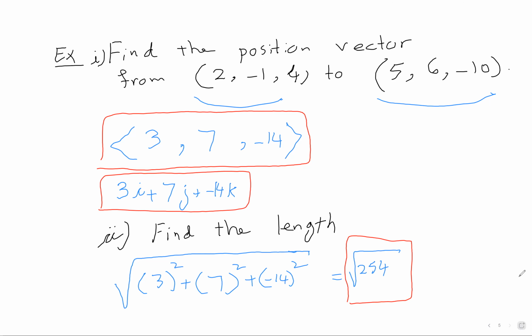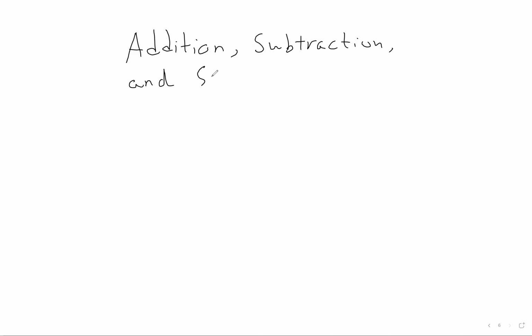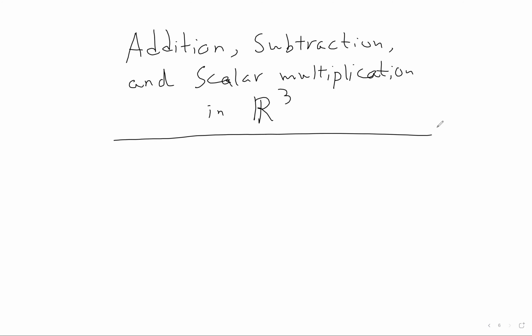Okay, and similar to the vectors in R2, we can add up or subtract 2 vectors, and also we have scalar multiplication. So addition, subtraction, and scalar multiplication. We are talking about three-dimensional space. So they are in R3.